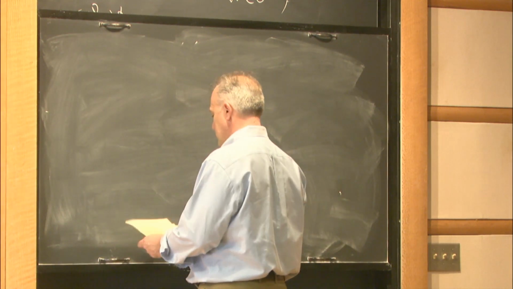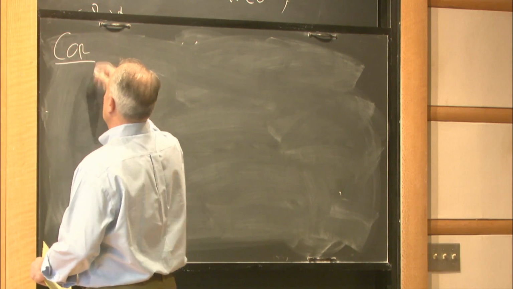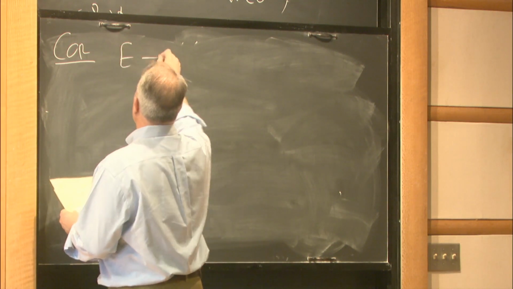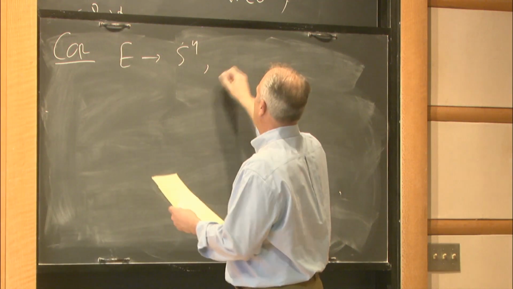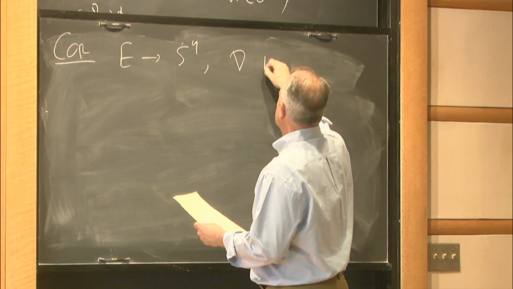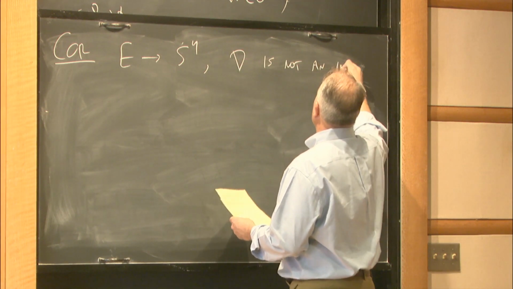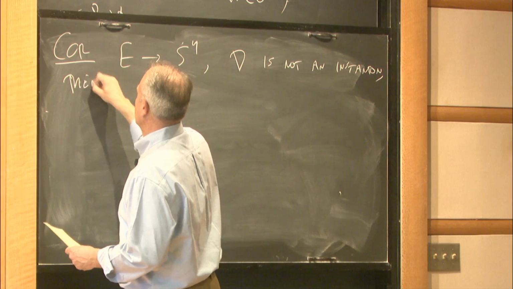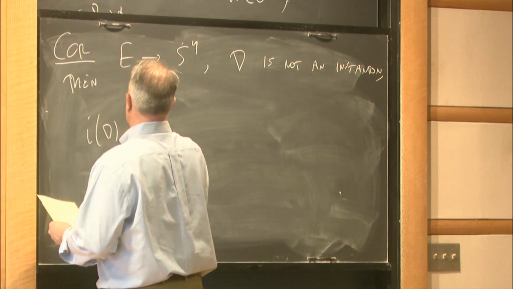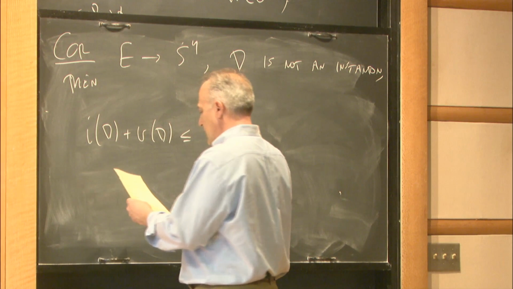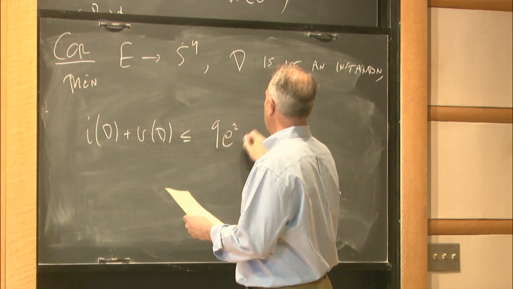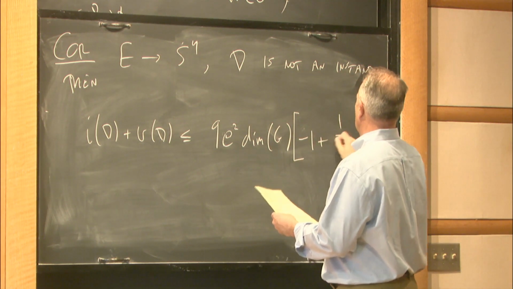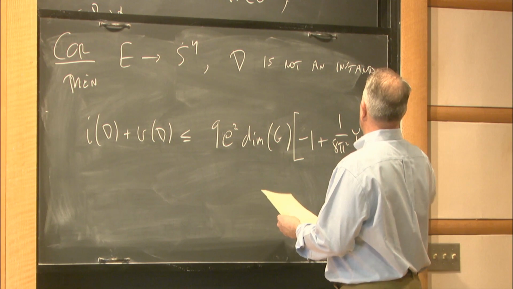Okay, so once again, in the case of the sphere, many of the constants are more explicit, and certain terms drop, and it's a cleaner statement. So now, if you're over S4, so if nabla is not an instanton, the second alternative, then the index plus the nullity is less than or equal to a constant: 9e squared, the dimension of the group, times -1 plus 1 over 8 pi squared times the energy.